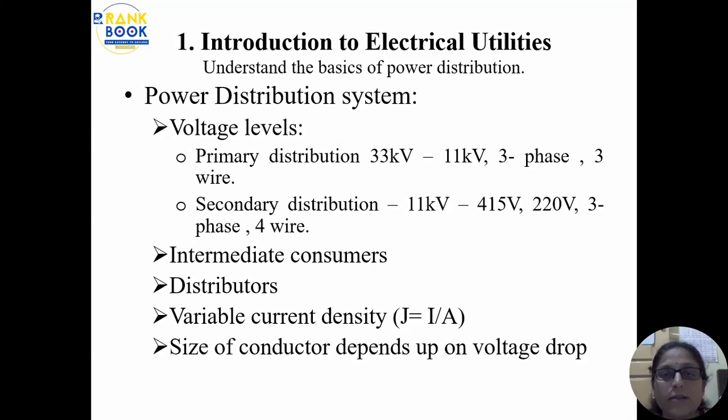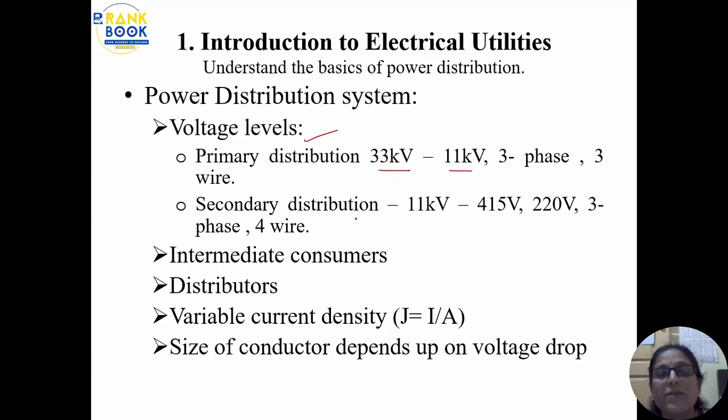Let us see how the power will be distributed in electrical utilities. So here, the power distribution system depends on voltage levels, that is primary distribution and secondary distribution with respect to kilovolts, which are in 3 phases and 3 wires, and vary from 11 kilovolts to 33 kilovolts, the maximum.